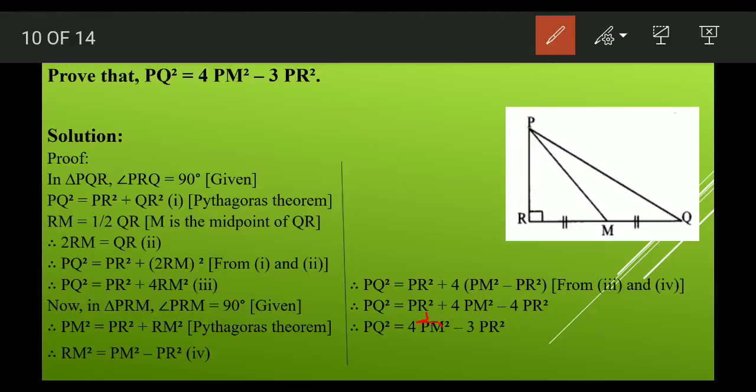Going to subtract this 2. When I subtract, I'll get minus 3 PR square. This we have to prove. This will be proved.